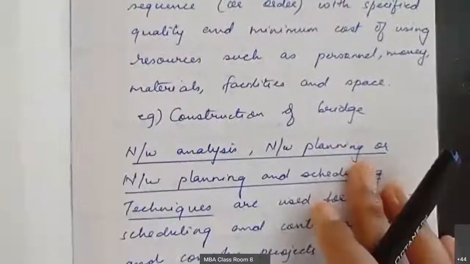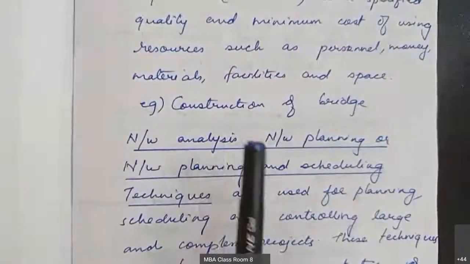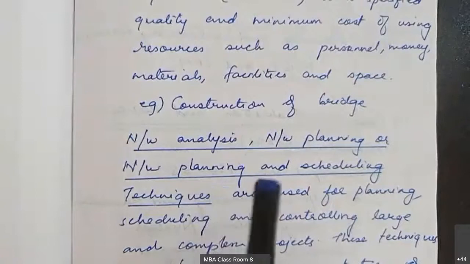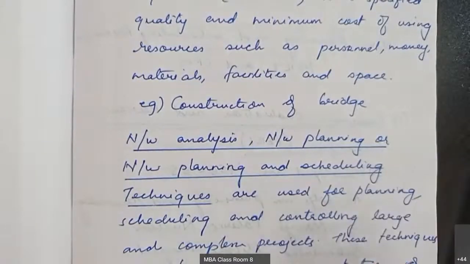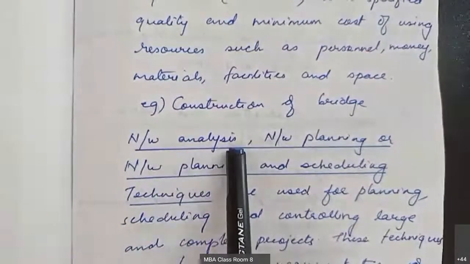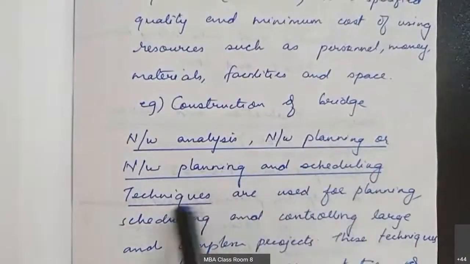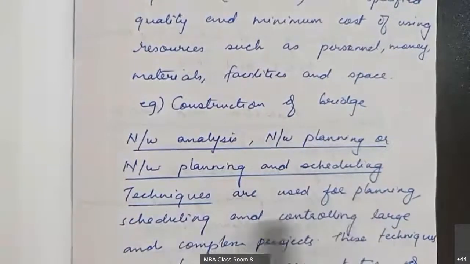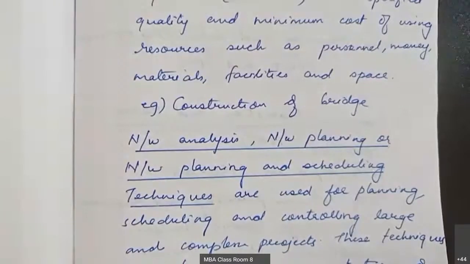For completing a project, we have something called network analysis. This entire project, we will draw in the form of a network. First activity connected to the second activity, like that we'll draw a network. The analysis of that network is called network analysis. Network planning and scheduling techniques are used for planning, scheduling, and controlling large and complex projects. Using all these techniques, we can actually compute how a project can be done.